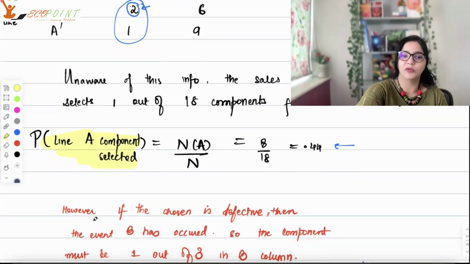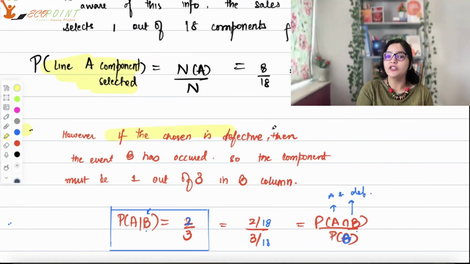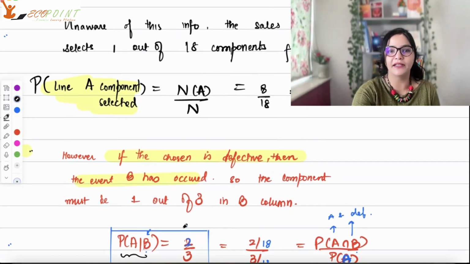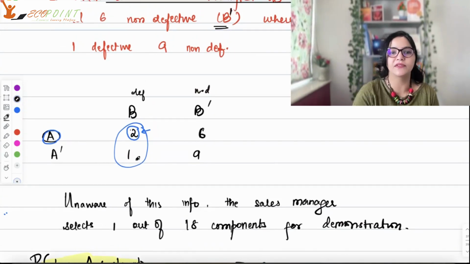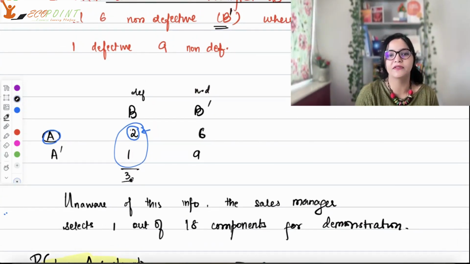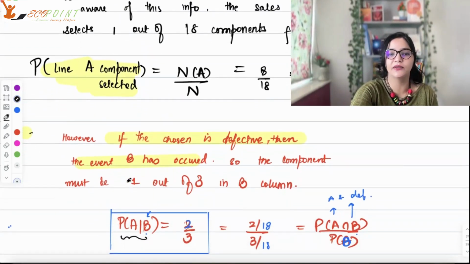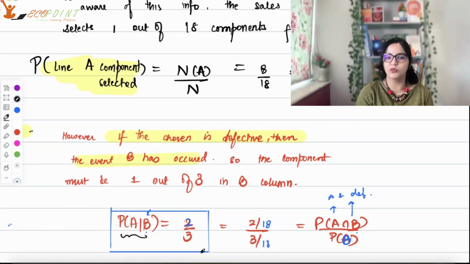Now this additional information goes in. If the chosen component is defective, and the component that has been chosen is from A, then B has occurred, basically. So suppose we find the probability of A conditioned on B. That means what will be the probability out of the defectives? Out of the defectives, in total how many defectives? 3 defectives. And how many are in A? 2. So the probability that you have a defective from A is 2 by 3.